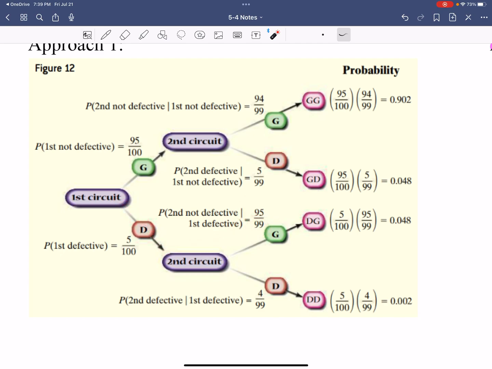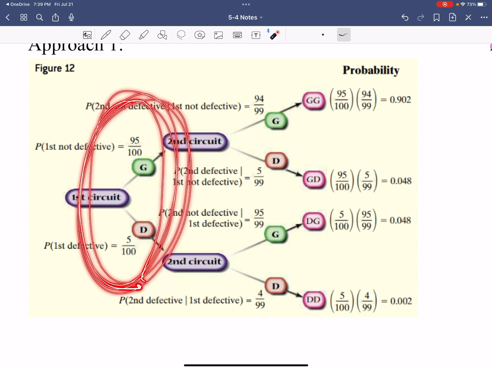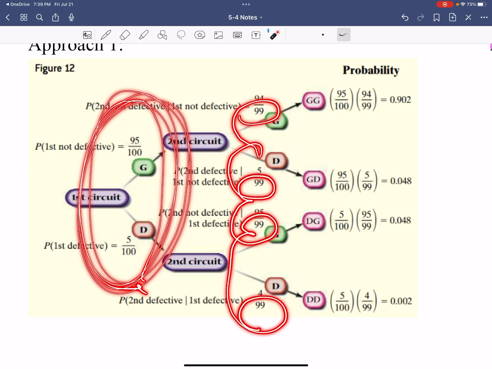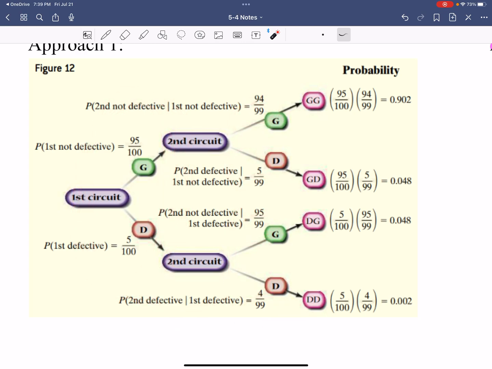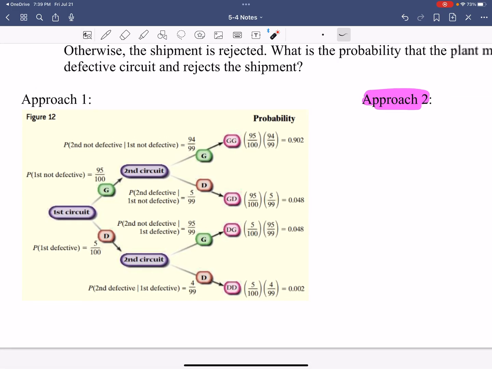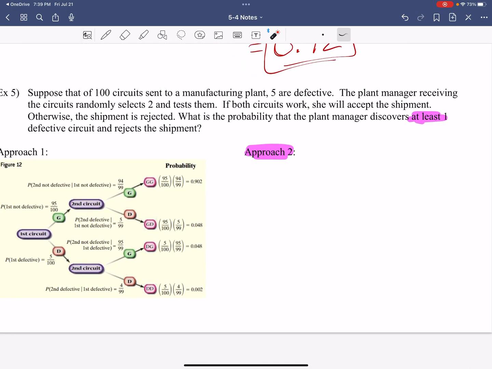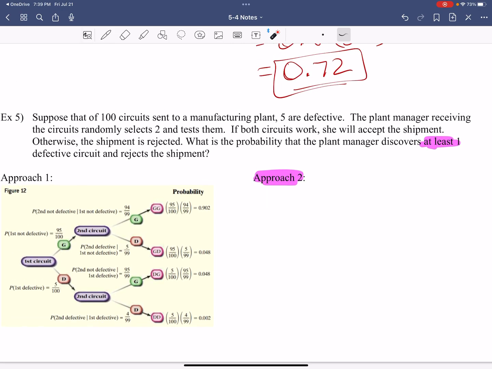The key to these problems is you start with 100, good or bad. And then notice all of these are 99 because I've already pulled one from the first round, so I only have 99 left in my options. That's the key to that. Okay, so look at what we're going to do here. I'm going to make it to where we can see this, and we'll write out this approach too.